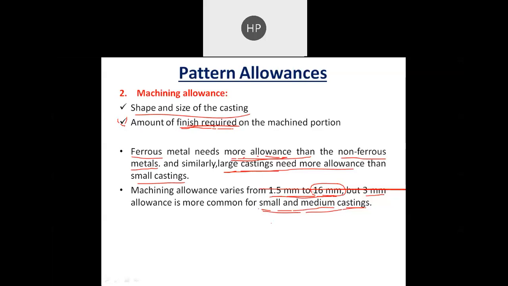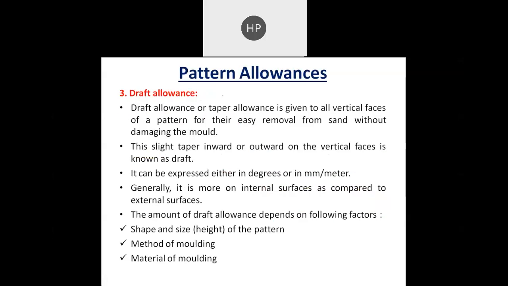So this is the second, the machining allowance. First one is the shrinkage allowance, second one is the machining allowance. Then the next one is the draft allowance.